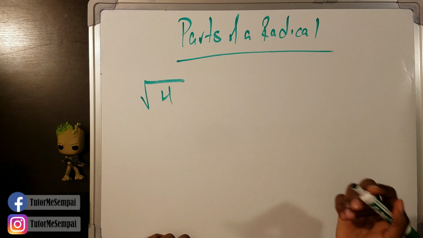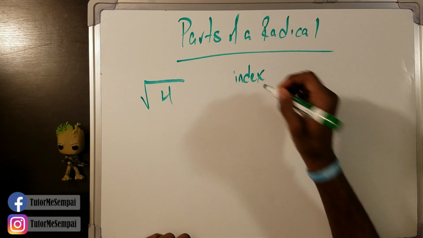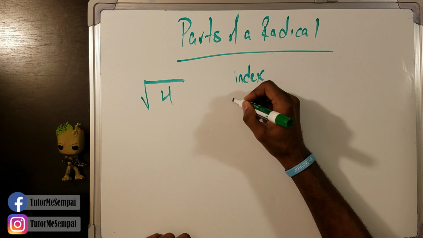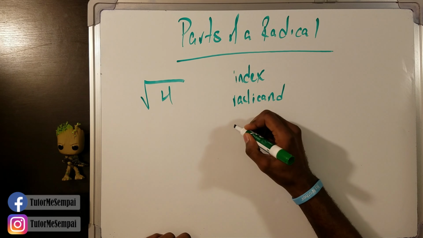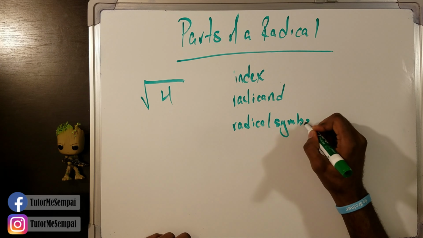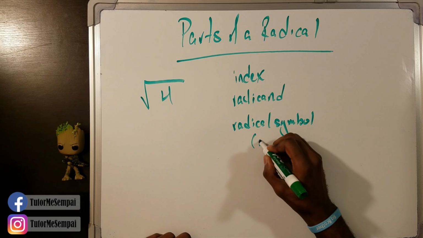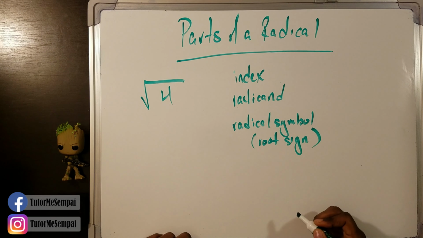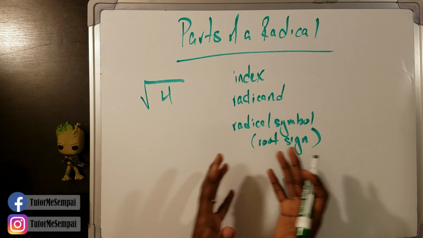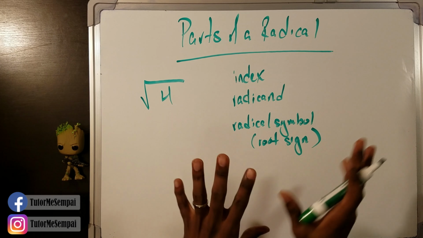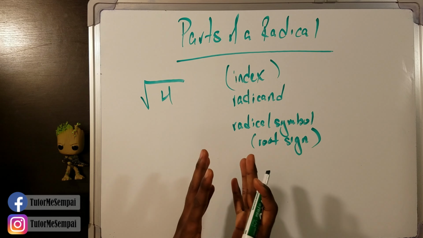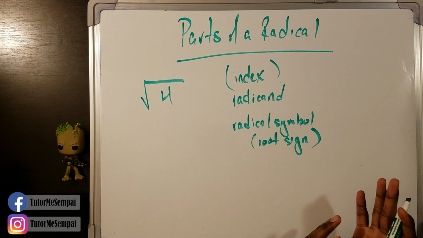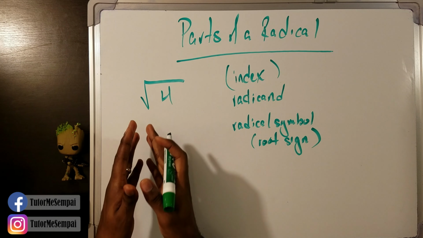The 3 parts of your radical are going to be the index as the first, the radicand as the second, and the radical symbol, or you can say the root sign. These are going to be the 3 main parts of any radical. Now I say 2 to 3 sometimes because the index is something that shows up in most of the radicals, but not necessarily all of the radicals.